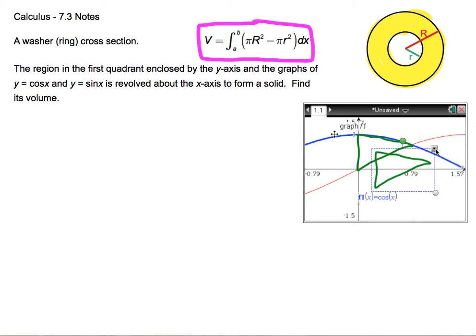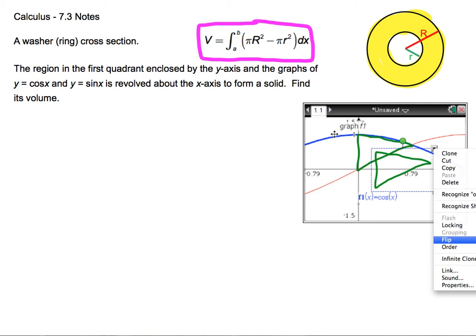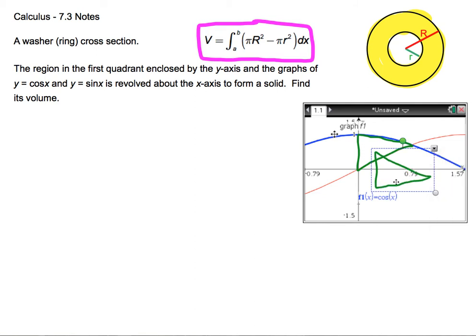So let me clone this guy and flip him. And what we're going to do is when you revolve it around the x-axis, you're going to get this shape right here. We're going to revolve it around the x-axis. And when we do, you get this bigger circle, and then you also get a little circle.